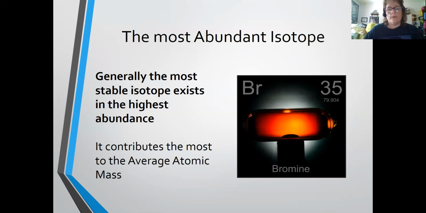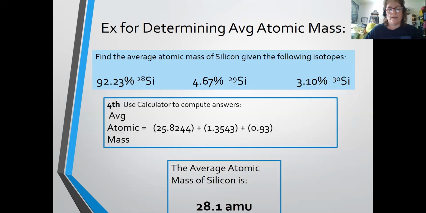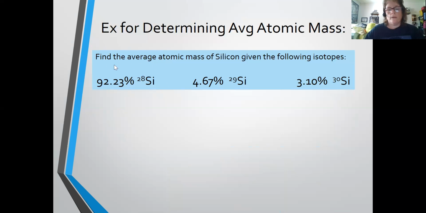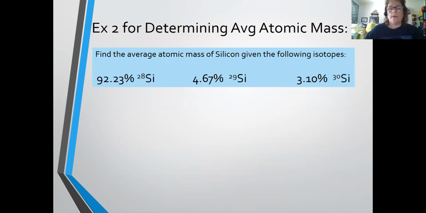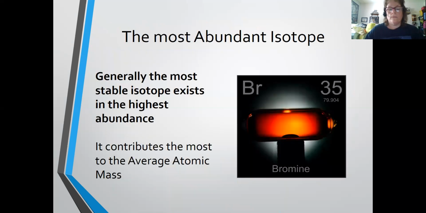All right, the most abundant isotope. Generally, the most stable isotope exists as the one in the highest abundance. So let's back up a little bit. We said here, silicon 28 was 92.23% of all the isotopes that exist for silicon. So this would be the most stable version. Backing up to the other problem we had, we said cesium 133 was the one you find 75% of the time. So that would be the most stable isotope. And it, of course, contributes most to the atomic mass because your percentage number is higher, so that's going to give you a larger chunk of that mass number that's going to contribute to the average.